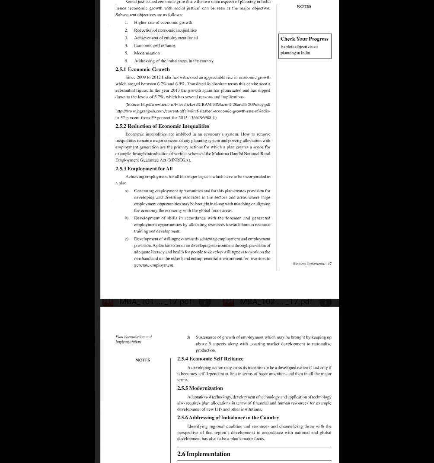Now, employment for all. Yes, definitely this is an important factor for the growth and development of people. Employment for all: generating employment opportunity. This plan creates provision for developing and diverting resources in sectors where large employment opportunity may be brought in, along with aligning the economy with the global focus area. Now what they want is that there should be employment opportunities. In India, you can see there are few states which are providing good employment opportunities. In these states, there are few cities which have good employment opportunities. Now I will give you an example.